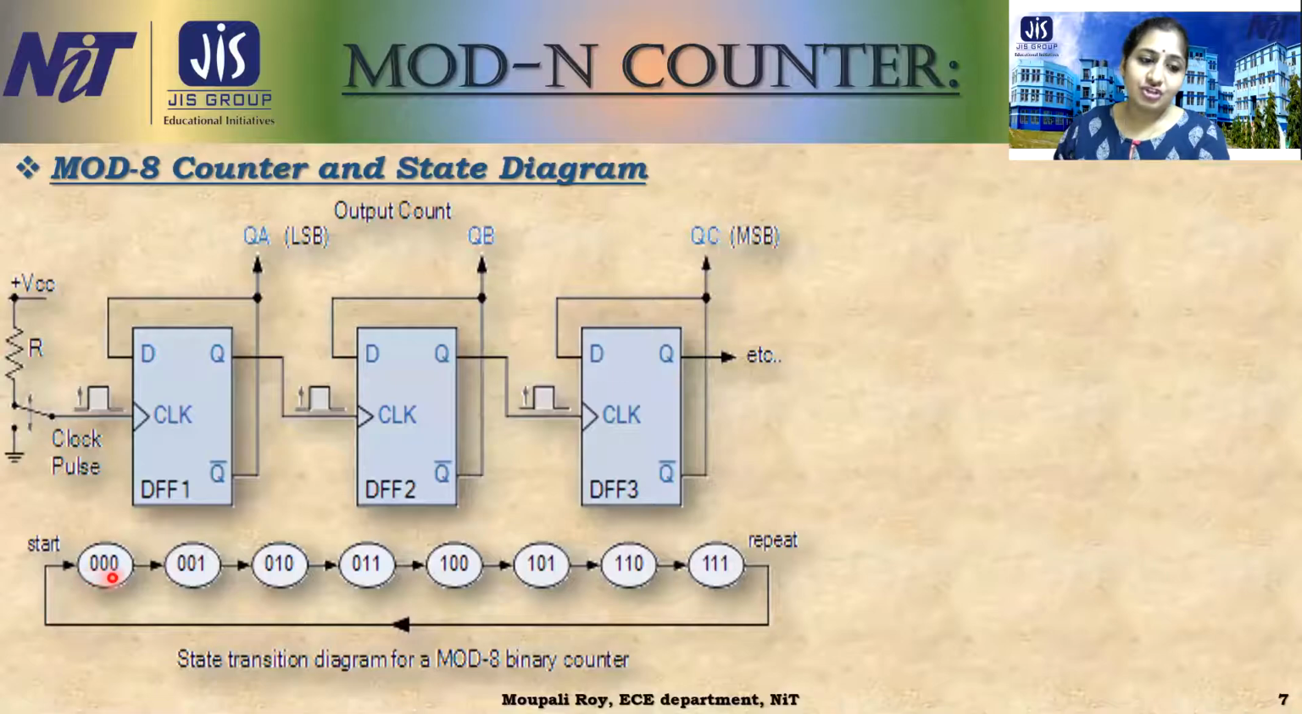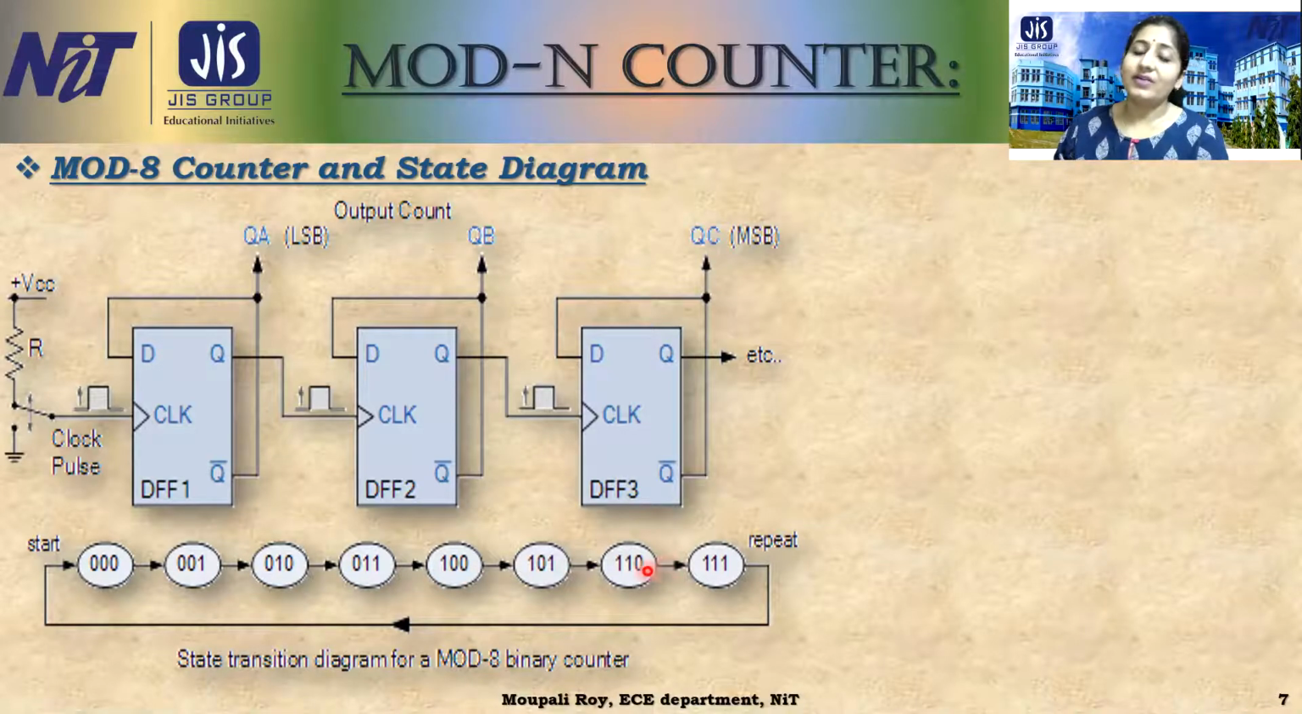So 0 0 0, then 0 0 1, 0 1 0, 0 1 1, 1 0 0, 1 0 1, 1 1 0, 1 1 1, repeat. So this is the state diagram of the mod 8 binary counter.